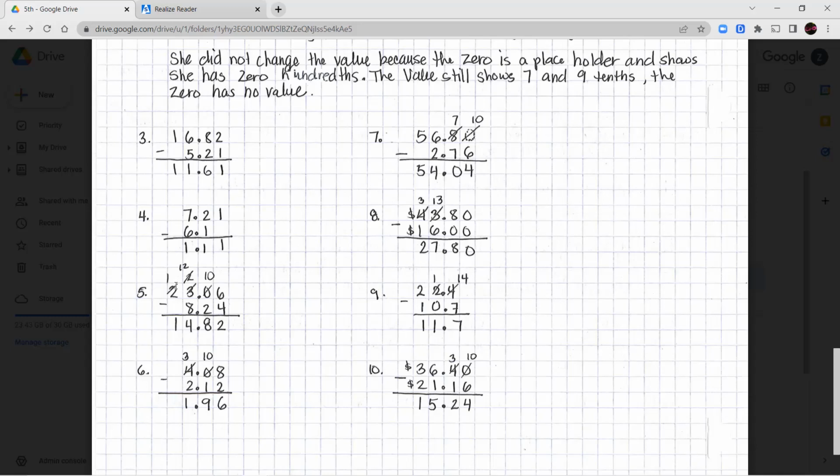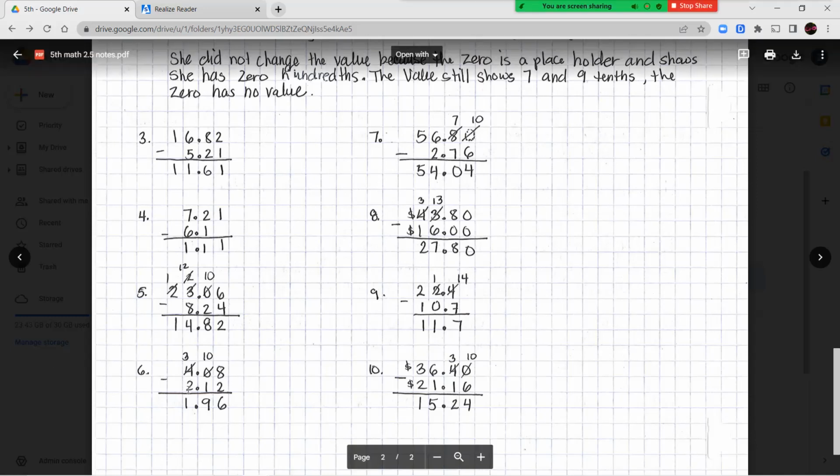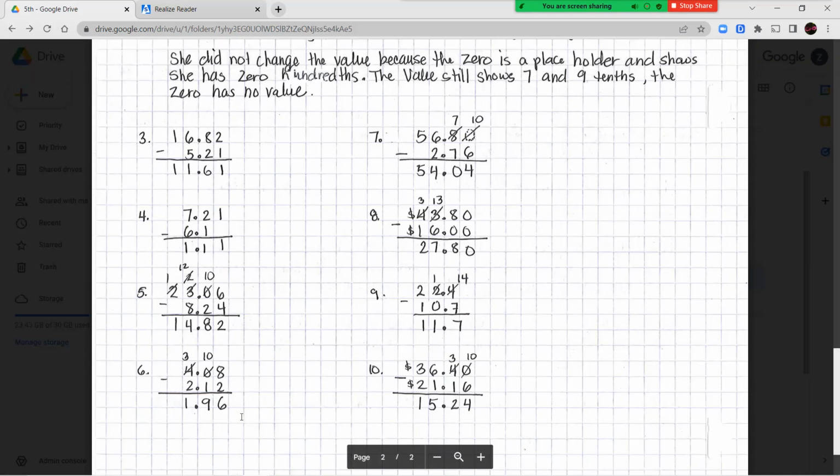Next we had 4 and 8 hundredths minus 2 and 12 hundredths. So 8 take away 2 is 6. I couldn't do the 0 take away 1, so that became a 10, and I borrowed from the 4, and my 4 became a 3. 10 take away 1 was 9. I dropped my decimal point. And then 3 take away 2 was also 1, leaving me with a difference of 1 and 96 hundredths.